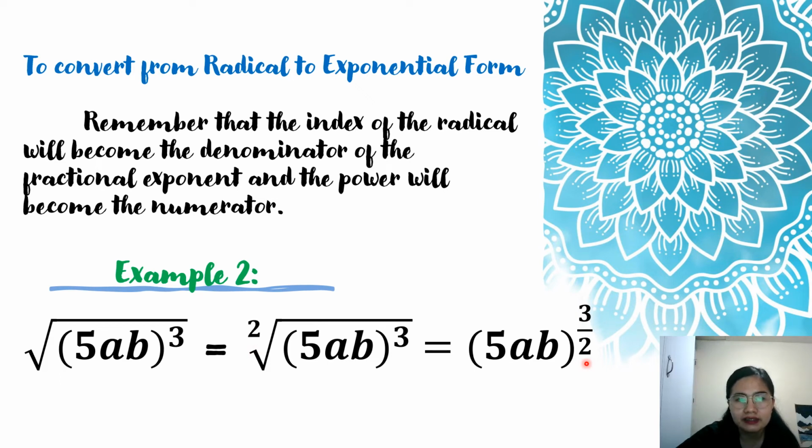And then, the power will become the numerator. So, ito, yung base natin, radicand natin, that will become our base, kaya nakalagay siya dyan, 5ab. Saan nanggaling si 2? Yung ating index. Saan nanggaling yung numerator ng fractional exponent natin? Ayan po yung power.